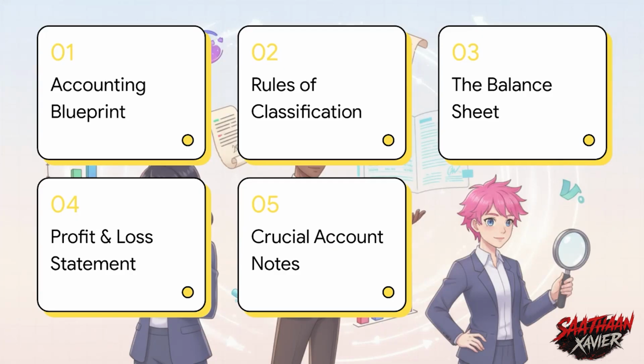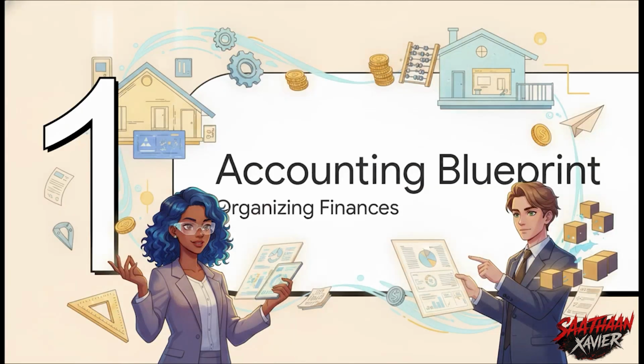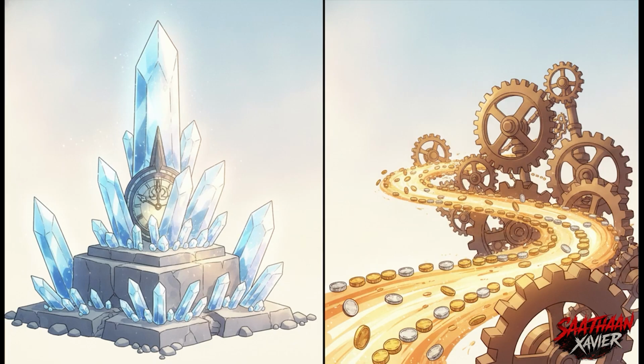Okay, here's a quick look at our syllabus for today. We'll be covering the accounting blueprint, rules of classification, building the balance sheet, the statement of profit and loss, and we'll wrap up with crucial account notes. Section 1, the accounting blueprint, organizing the financial house. You know, without standard formats, accounting would be total chaos. It'd be like trying to build a house with doors on the ceiling. Standard formats organize raw data so we know exactly what goes where.